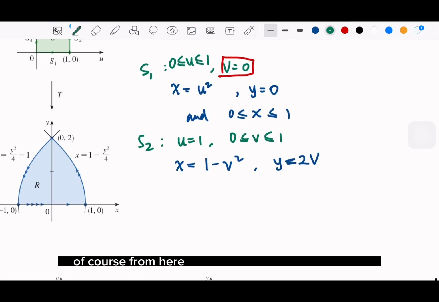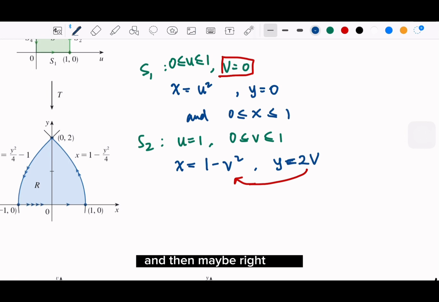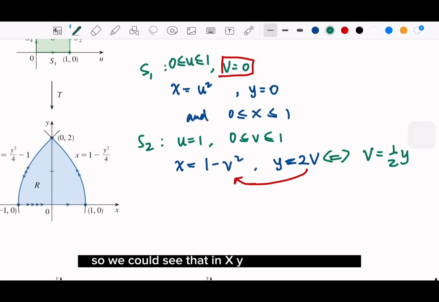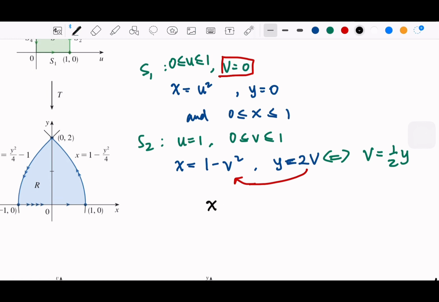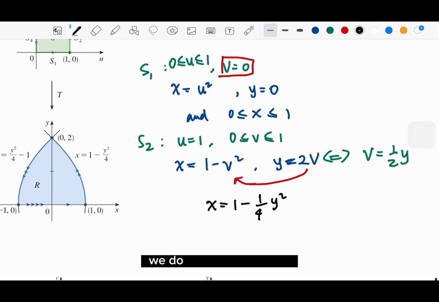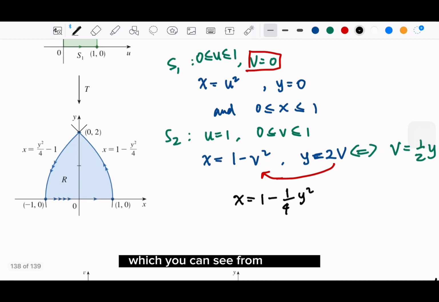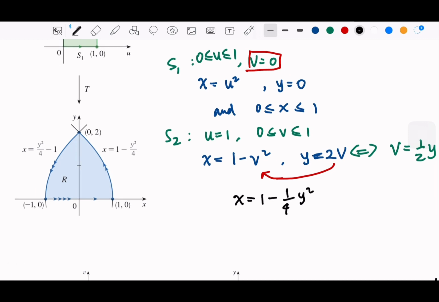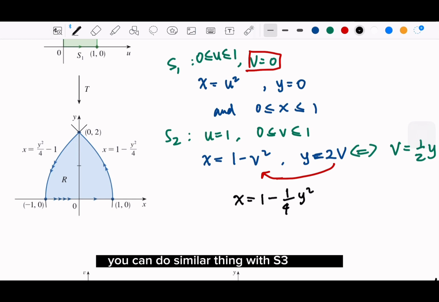And of course, from here, we could substitute this to here, and then maybe right here that V is half Y. So we could see that in the XY plane, this will be a parabola, right? Which you can see from our slides here. You can do a similar thing with S3 and S4.